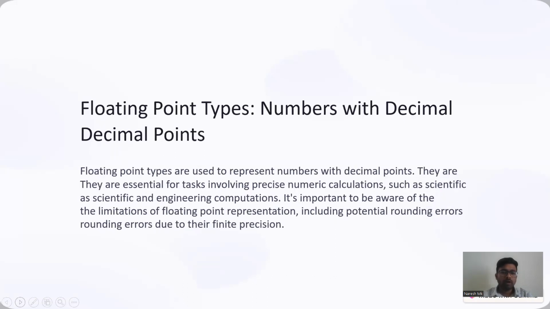Let's discuss floating point types. Numbers with decimal points. Floating point types are used to represent numbers with decimal points, like 1.444. They are essential for tasks involving precise numeric calculation in fields such as scientific and engineering computations. It is important to be aware of the limitations of floating point representation, including potential rounding errors due to their finite precision.